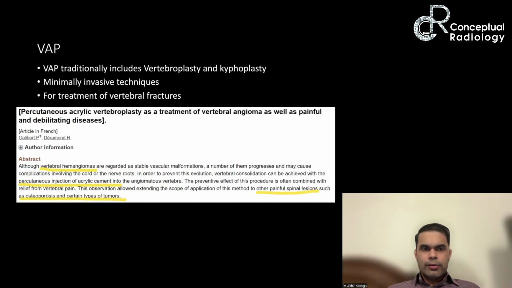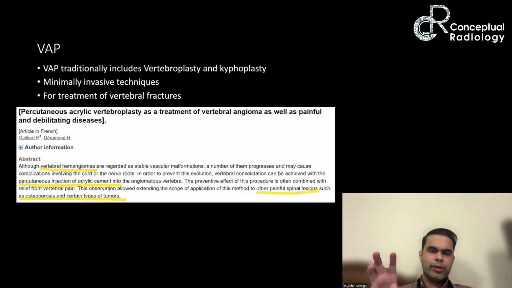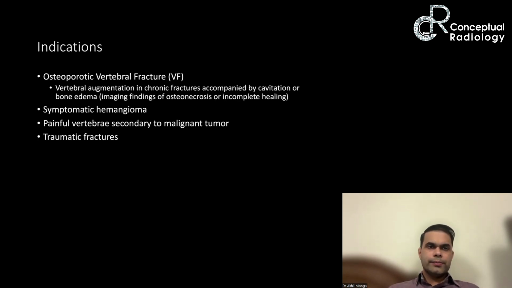This was in the initial times, when it was started for vertebral hemangiomas. Actually, it was started as a treatment for painful vertebral hemangiomas, basically to control the pain. Because of the cement that went in, the exothermic reaction, the heat produced by the cement, it used to help the patient and the pain used to get reduced.